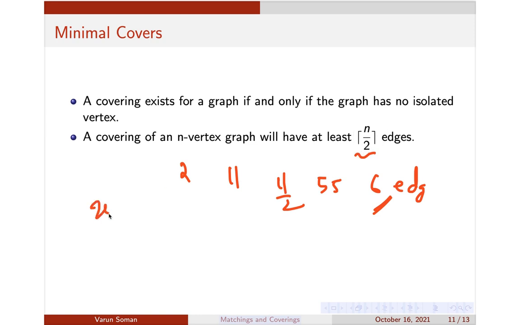Okay, if there are 20 edges, you need at least 20 vertices, you will need at least 10 edges would be required. Okay, so that's the idea there.